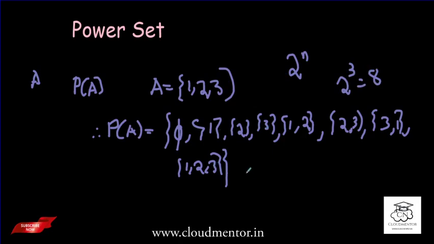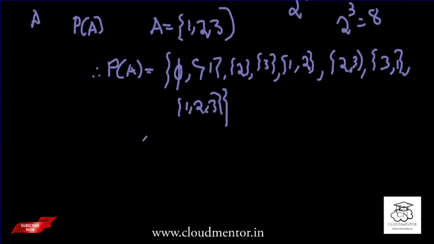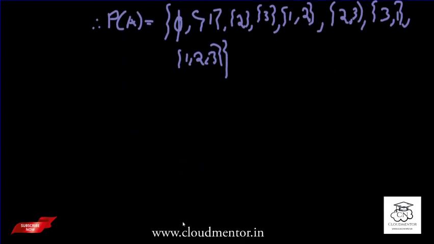So now let's look at some properties of the power set. Some properties of the power set are: the first one is that each element of a power set is a set. Yes, I have written them here as sets. Look here, all the elements are written as a set, in braces.